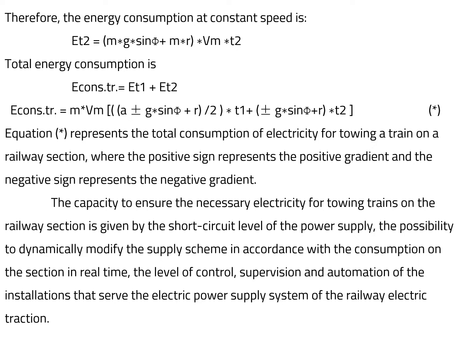The equation represents the total consumption of electricity for towing a train on a railway section, where the positive sign represents the positive gradient and the negative sign represents the negative gradient. The capacity to ensure the necessary electricity for towing trains on the railway section is given by the short-circuit level of the power supply, the possibility to dynamically modify the supply scheme in accordance with the consumption on the section in real time, the level of control, supervision, and automation of the installations that serve the electric power supply system of the railway electric traction.